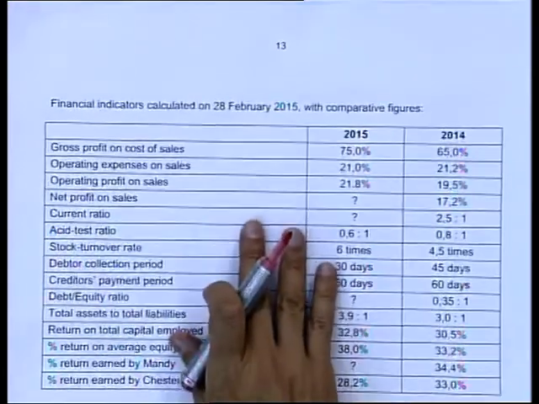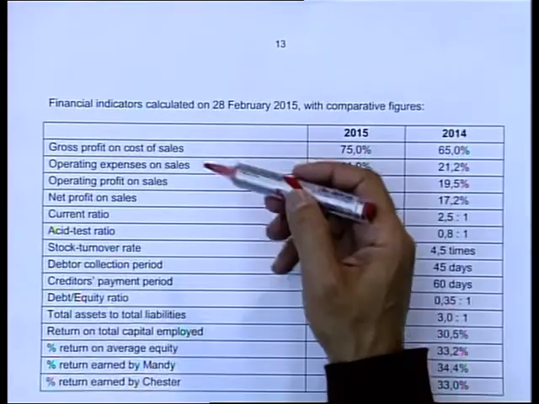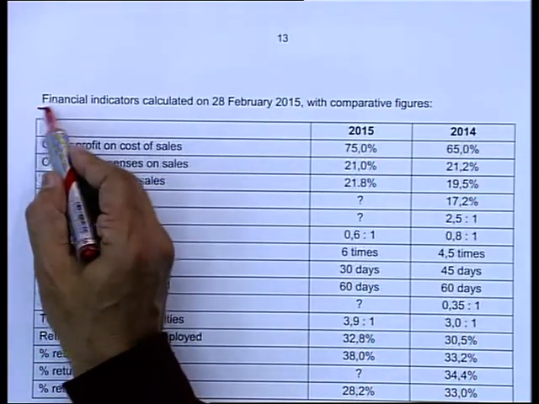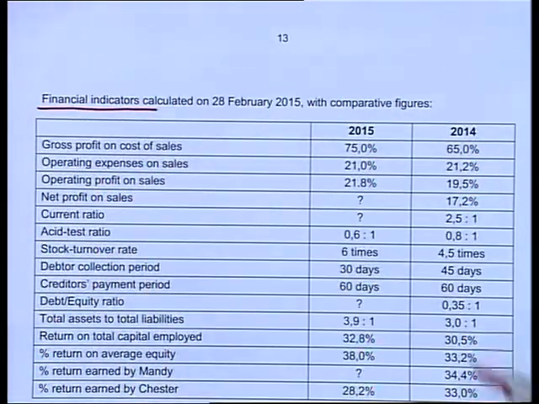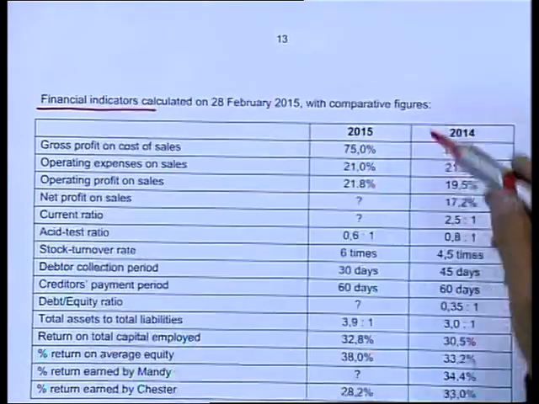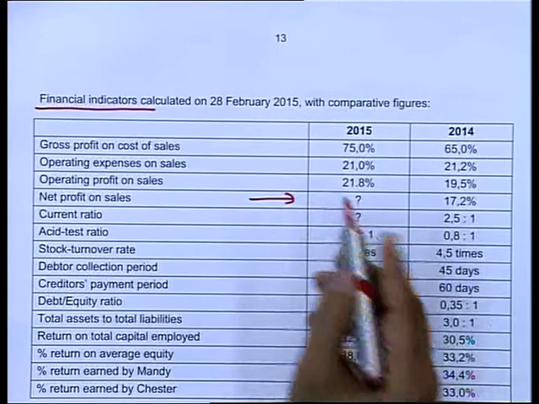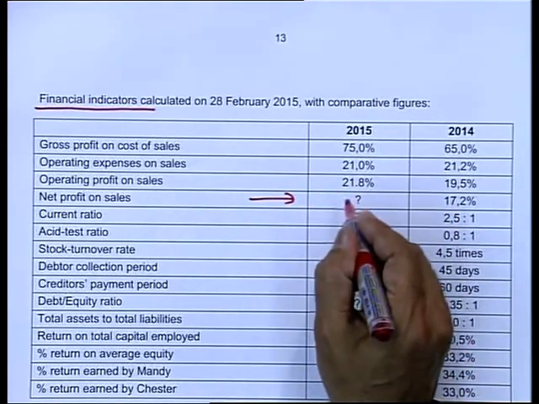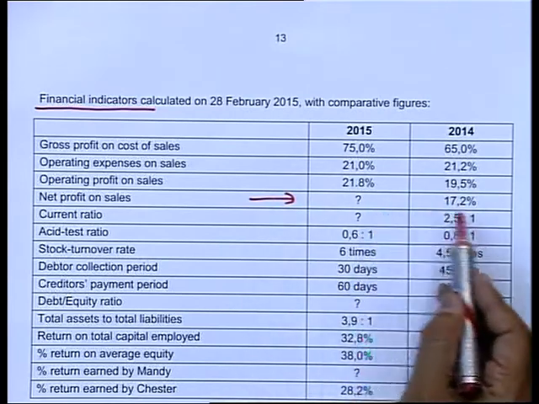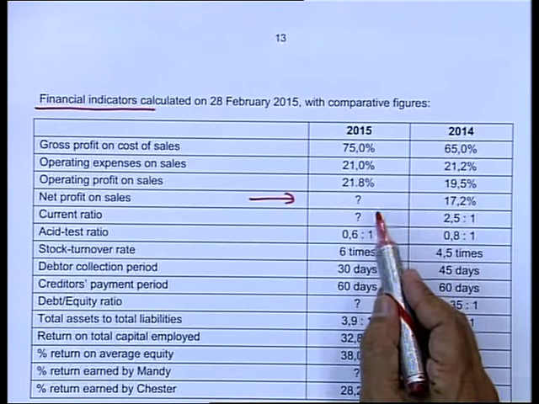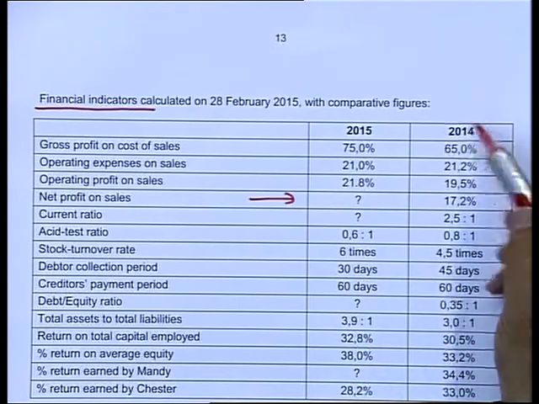What else do they have there? They have a whole list of financial indicators. Here we go. We're comparing the figures from 2014 to 2015. Everywhere there's a question mark, once we have calculated those items, we will come back to this page and write it in. Then we can have comparisons, and we can see whether the percentage increased or decreased from 2014 to 2015.